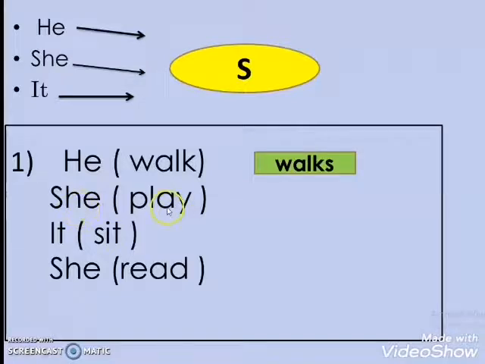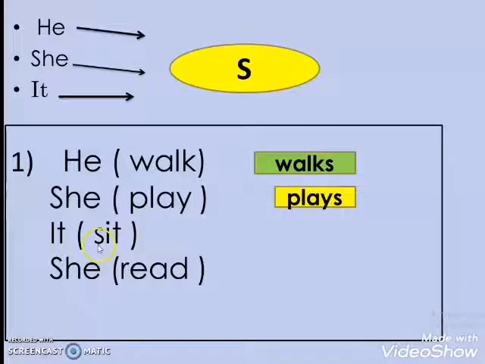Now, she play. Where is the action verb in this sentence? Play. She play. What should I add for the action verb? I should add an s. Why do I add s? Because I have the pronoun she before the action verb play. I have she and we said she for girl. She plays. I add the letter s.